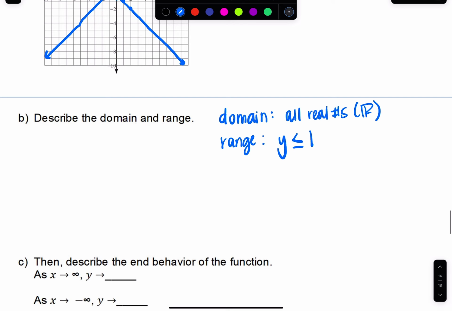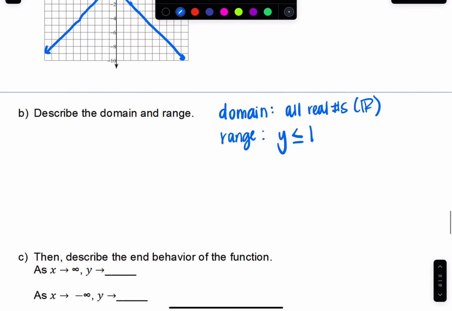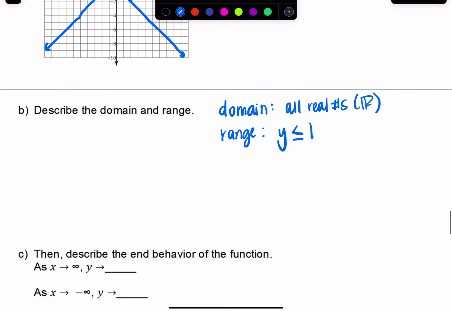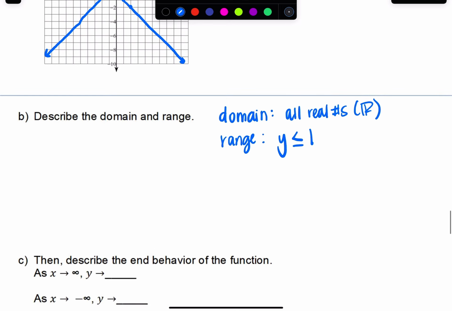Okay, end behavior. Keep it on the screen so you can see it. In end behavior, as x approaches infinity, so that's my right side, positive infinity, y approaches, it's going down, so negative infinity. As x approaches negative infinity, that's my left side, it's going down, so again, y approaches negative infinity.